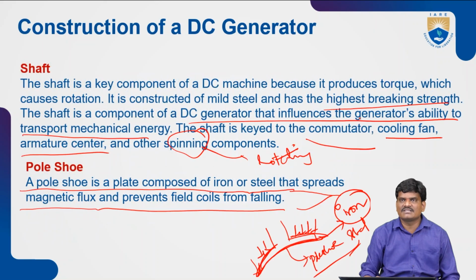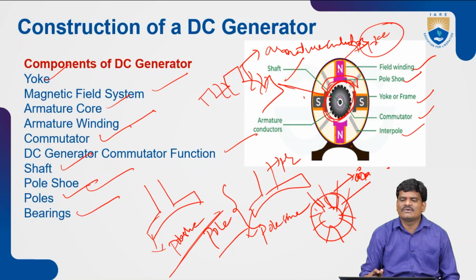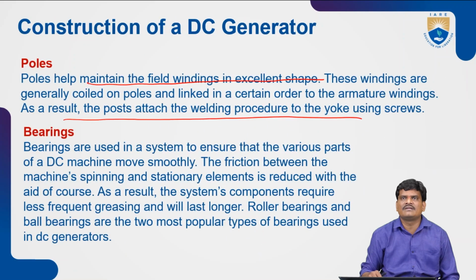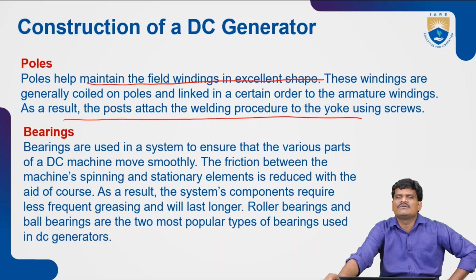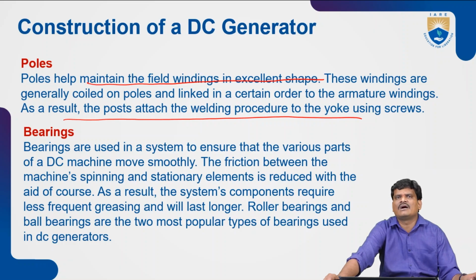As we saw in the construction diagram earlier, you can see the presence of this particular part. This is nothing but a yoke, and the poles are attached to the yoke. Poles are directly screwed to the yoke by using certain screws. And what is the main purpose of having poles? They help maintain the field windings in excellent shape. These windings are generally coiled on the poles and linked in a certain order to the armature conductors.